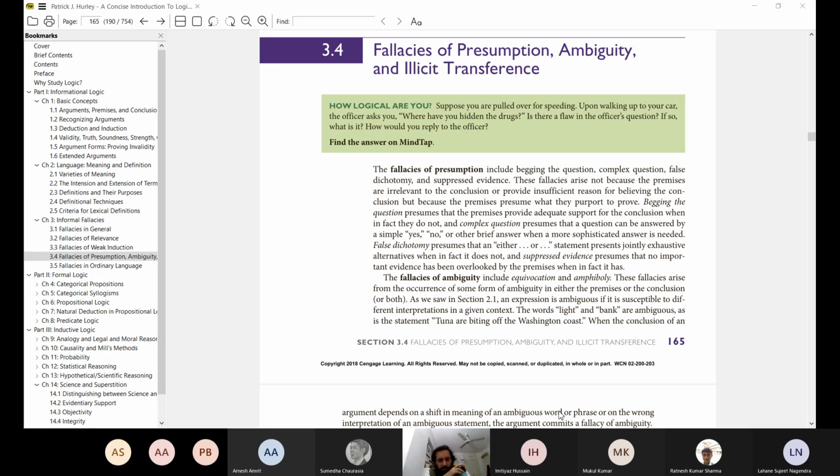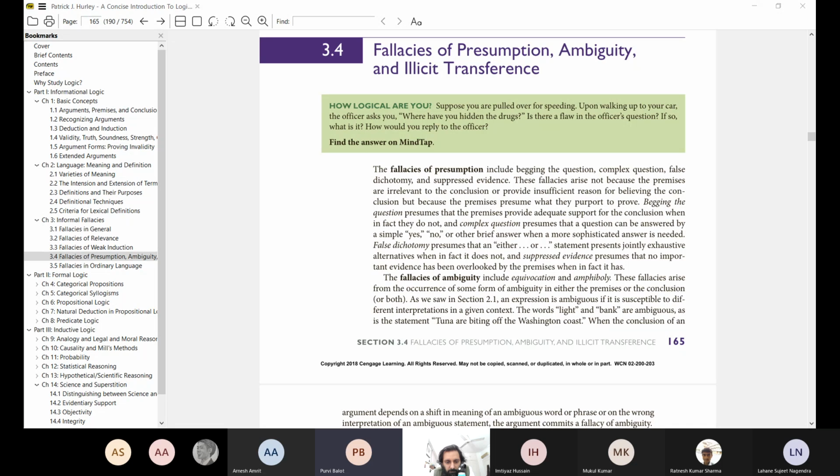Why don't we have somebody read out that first para, how logical are you? Anyone? Hello? Oh, sorry, I didn't see. Okay, we'll go with Purvi.